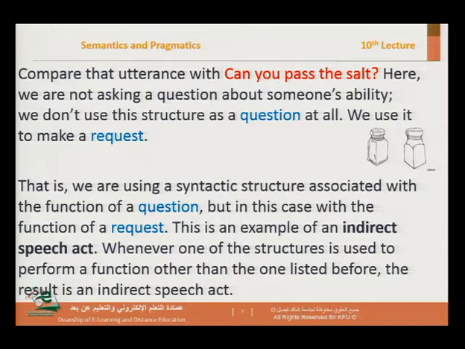We call it an indirect speech act. So whenever one of the structures is used to perform a function other than the one listed before, you remember that table I just showed you on the other slide, the result is an indirect speech act. Okay, so if a question is no more a question but a request, we actually call that indirect speech.